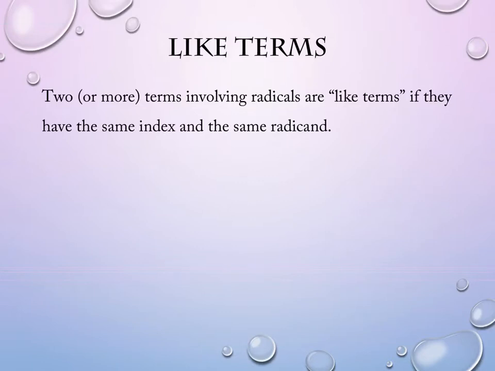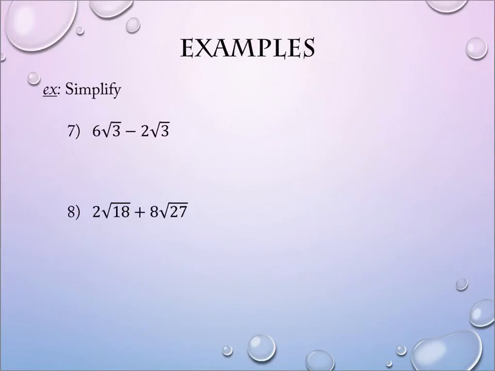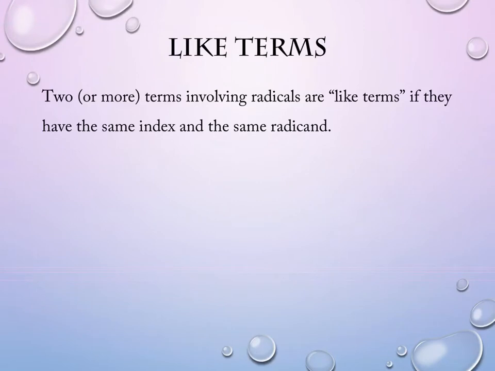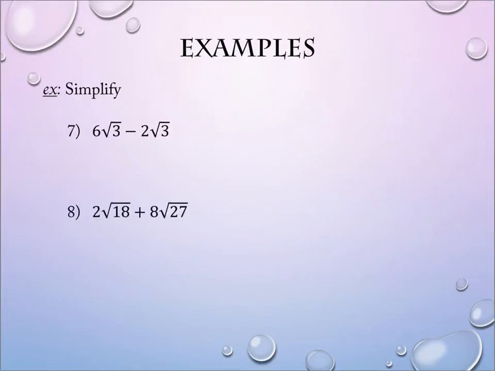All right, so let's do some examples for like terms. What was the second one in that one? Radicand, maybe? Index and radicand? Yeah. You bet. Okay, so on this one, do they have the same index on number 7? Yes, they're both square roots. Do they have the same radicand, the number underneath? They do, they're both 3s. So since that's the case, this is saying that I have 6 of these and 2 of these, and I'm subtracting. So what is 6 minus 2? 4. So this is 4 square root of 3.